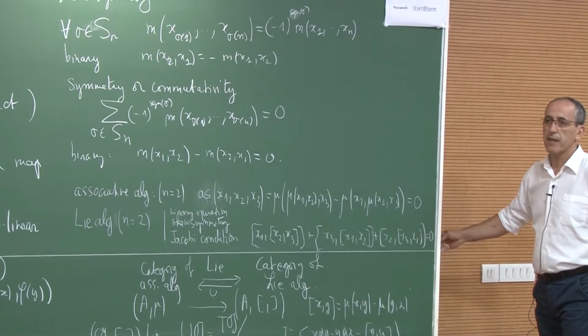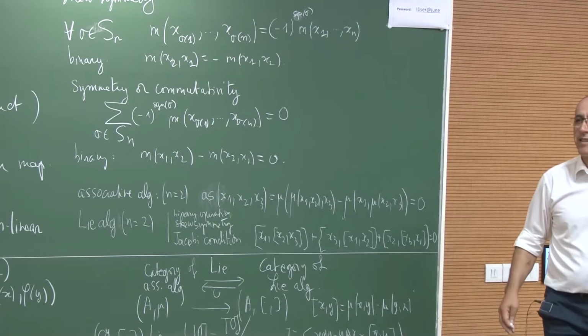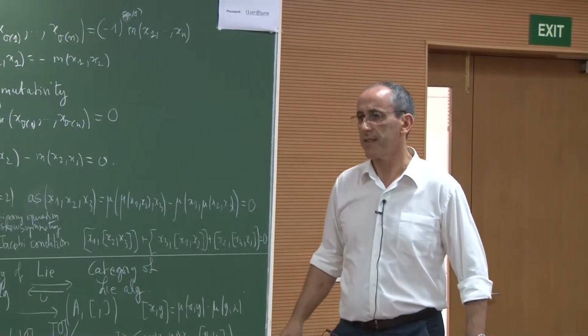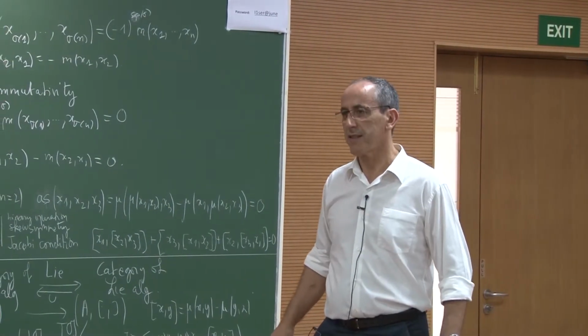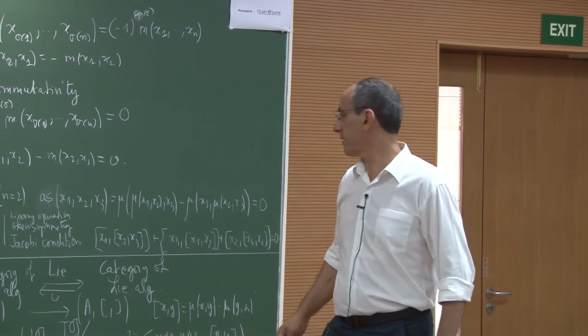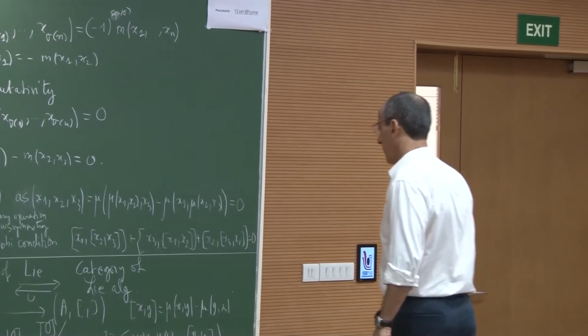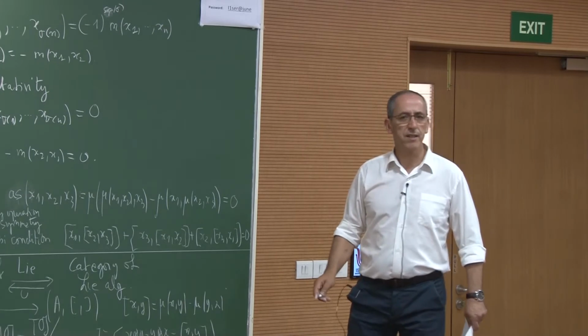So every Jordan algebra is commutative. Sorry. Every Jordan algebra is commutative. Yes, this is the definition. Even exceptional ones also, of course. Yes.